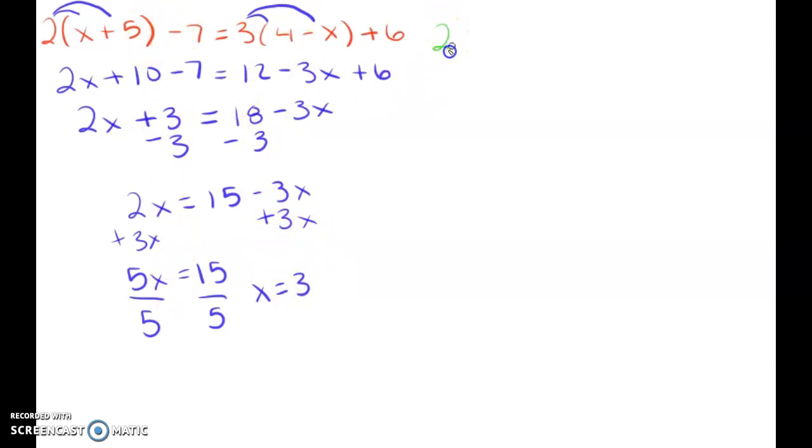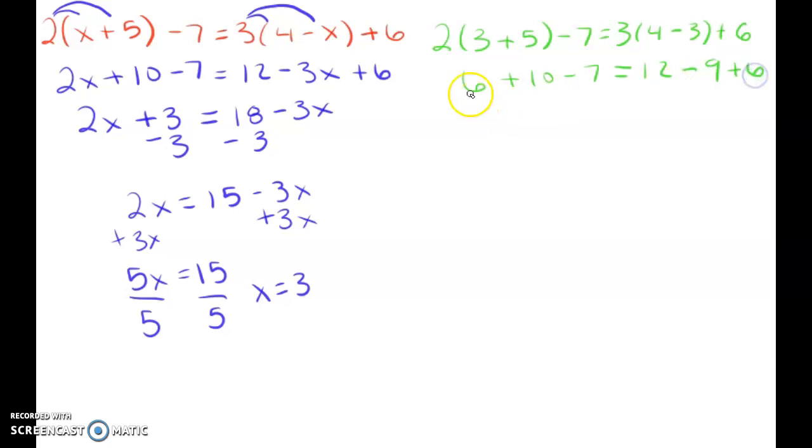So we're going to have 2 times (3 plus 5) minus 7 equals 3 times (4 minus 3) plus 6. So now we're just going to distribute. So this is going to be 6 plus 10 minus 7 equals, distribute again, 12 minus 9 plus 6.